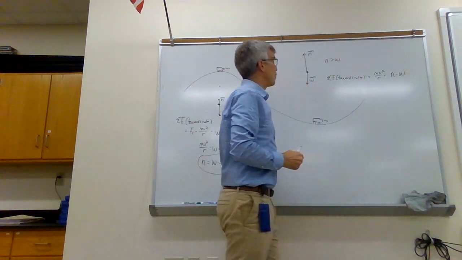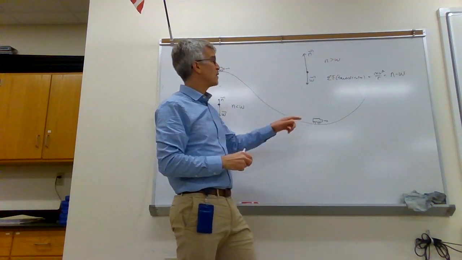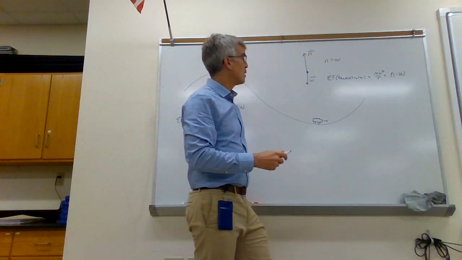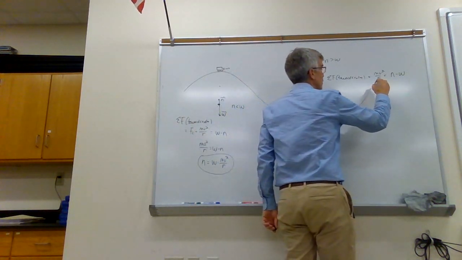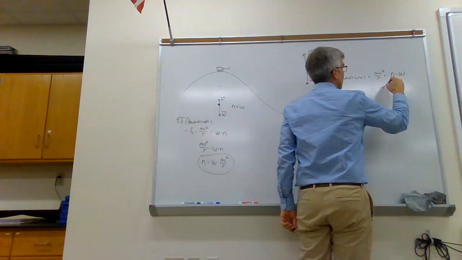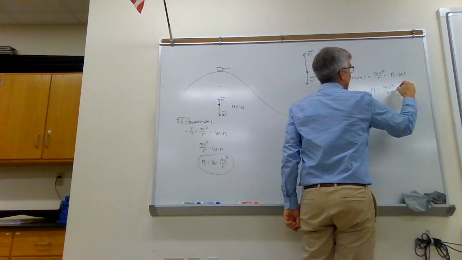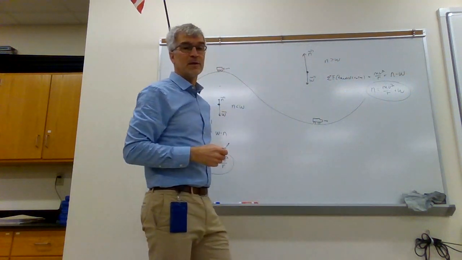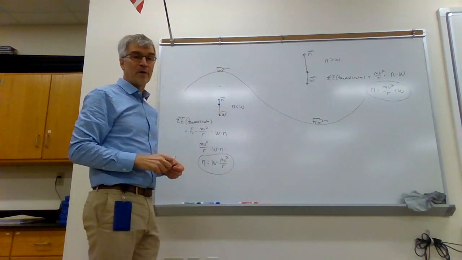So the net force, the size of the net force toward the center is the size of N minus the size of W. Now, if I add W to both sides, that's the size of the normal force at the bottom of the hill.